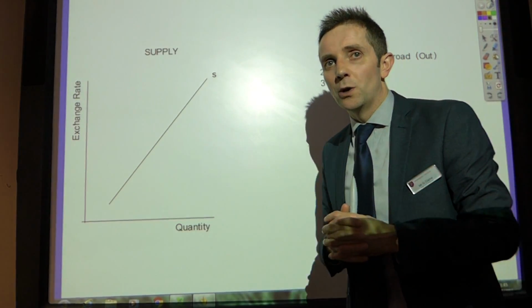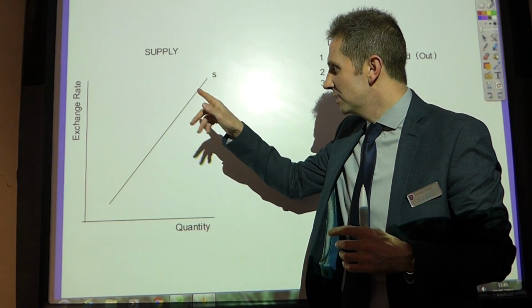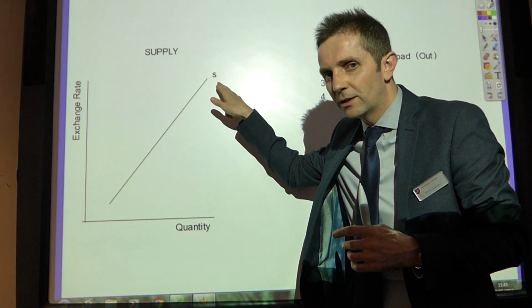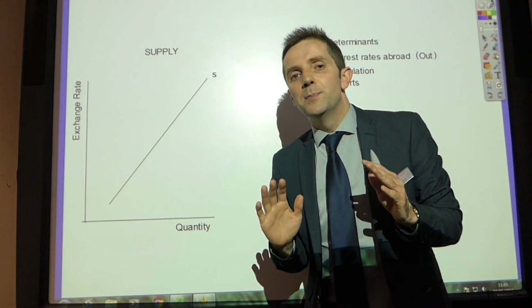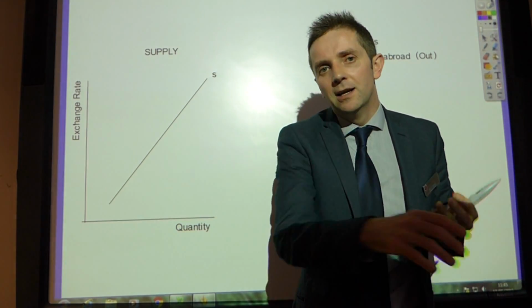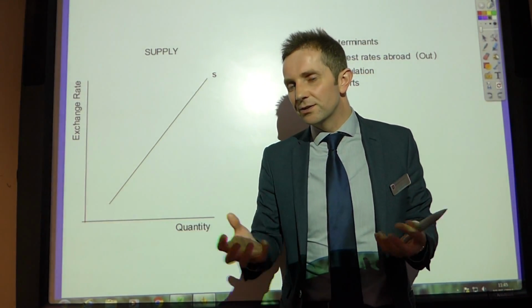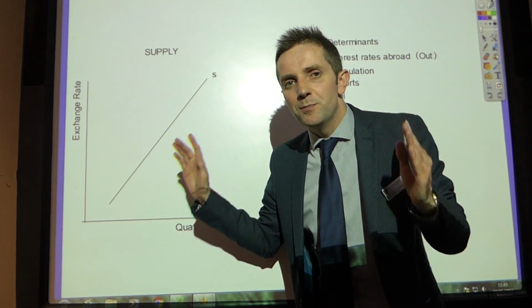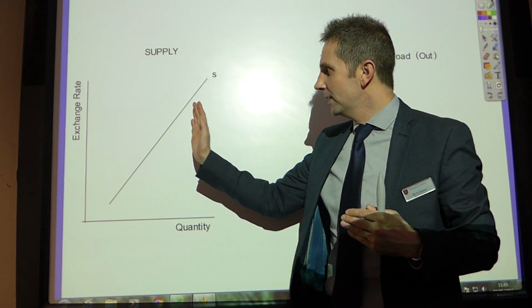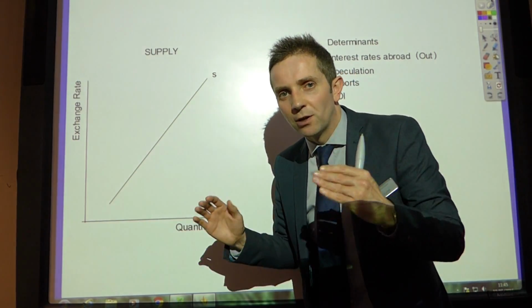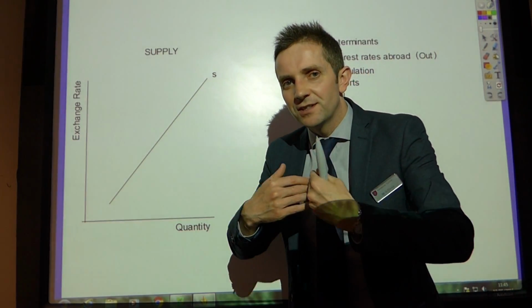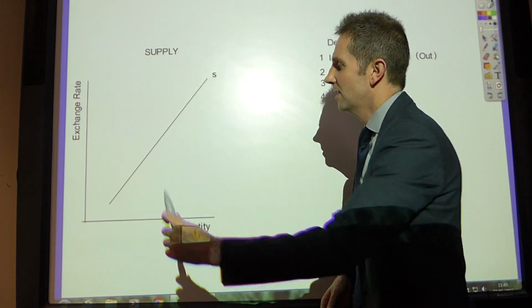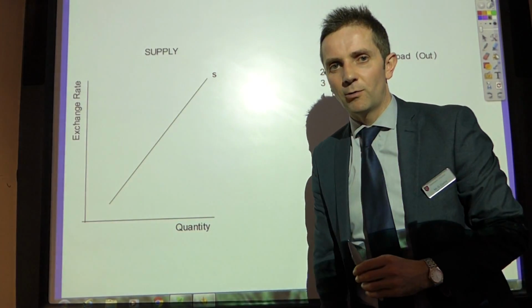Well, in order to get US dollars, bearing in mind, ladies and gentlemen, that this is the supply of sterling that we're talking about here, people would have to sell their sterling, and then with the proceeds of those sales, they then purchase the dollar. So an increase in base rates abroad would lead to a sell-off of sterling. That increases the supply of sterling into the market, and the supply curve would shift to the right.